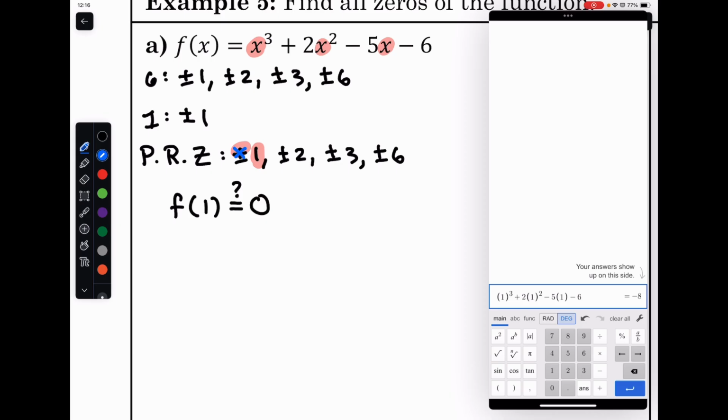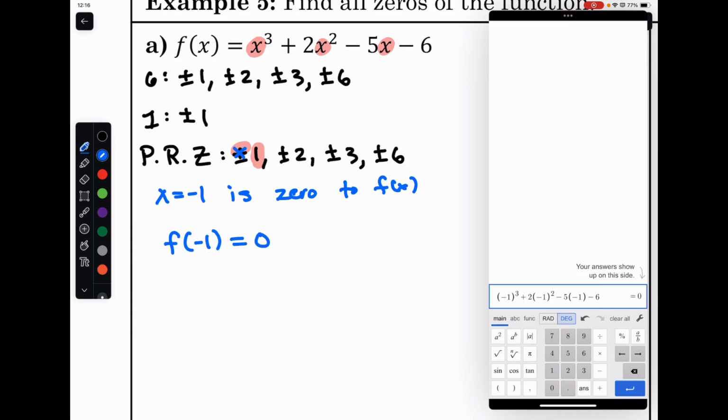So let's try negative 1 now. Let me replace all of these values with negative 1, negative 1, and this one with a negative 1. And I do get 0. So this tells me that negative 1 is a solution, that x equals negative 1 is a zero, a root, of f of x. When I plug in negative 1, I get the value of 0.